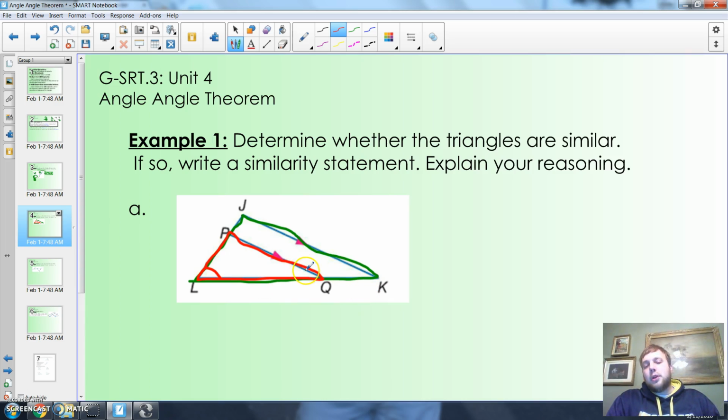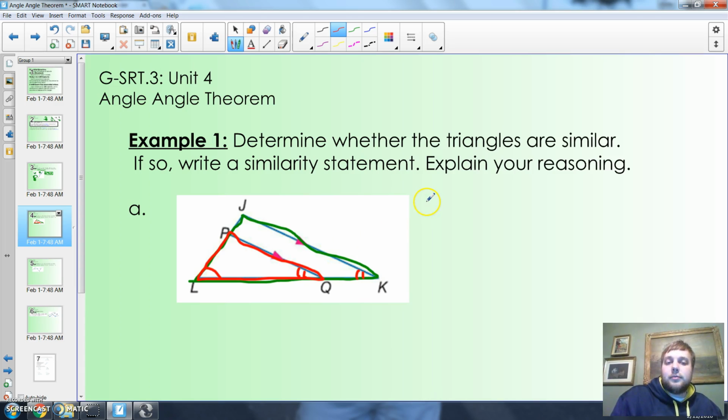So even though I proved those two are the same, because of, now the name's slipping out of my head. Whatever. They correlate. They're corresponding. There, that's the word. Corresponding. These are corresponding angles, so I know they're the same. And I also know they both share that angle. Therefore, two angles are the same.